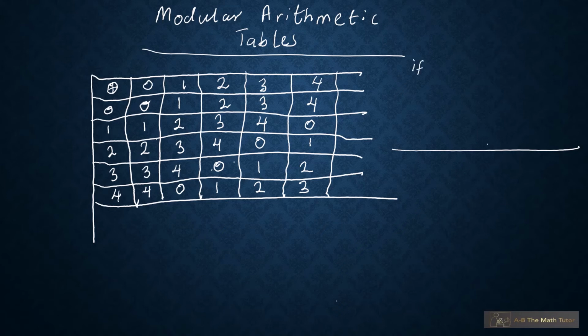If n plus 4 is equal to 1, find n using the table.